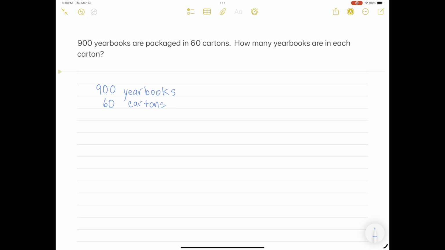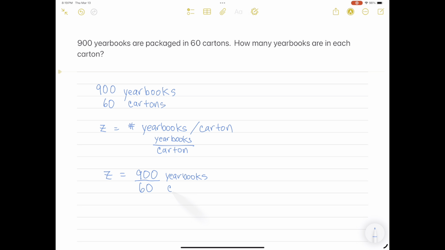So I will make Z equals the number of yearbooks in each carton, or number of yearbooks per carton. And I write that out as number of yearbooks slash carton, or number of yearbooks divided by the number of cartons. So that Z equals yearbooks divided by cartons. So then the equation would be Z equals 900 yearbooks divided by 60 cartons.